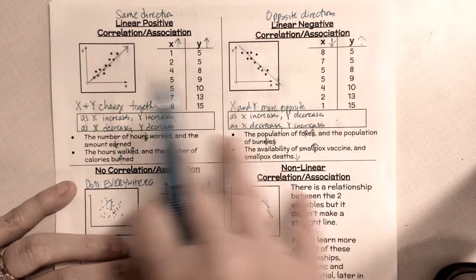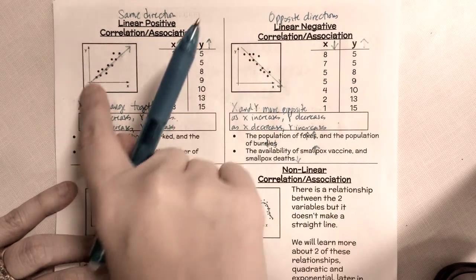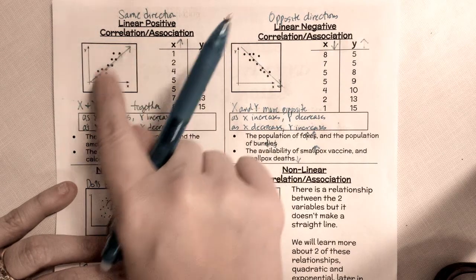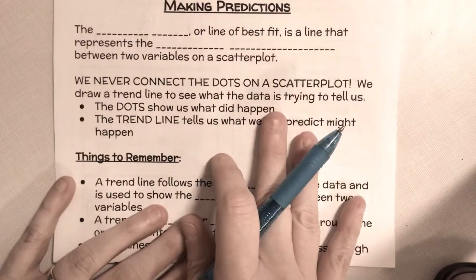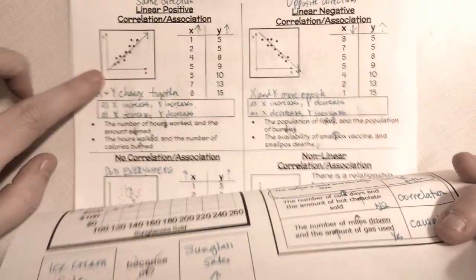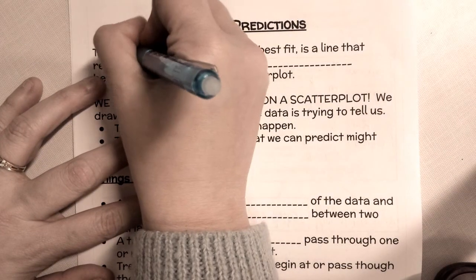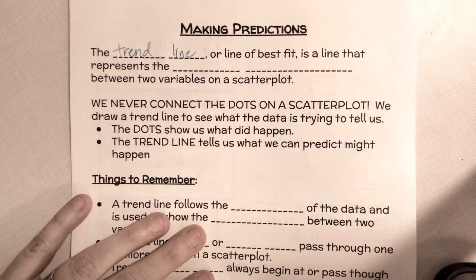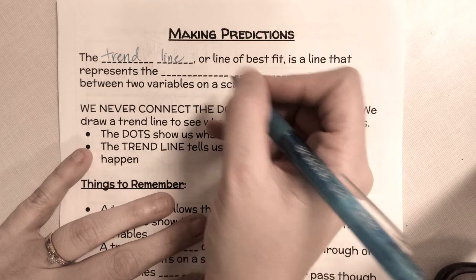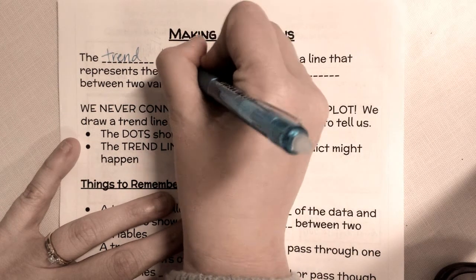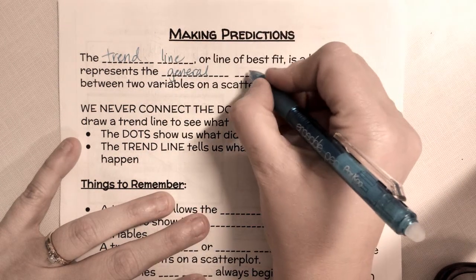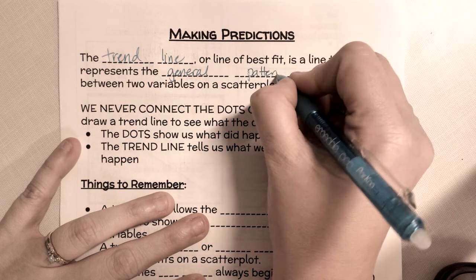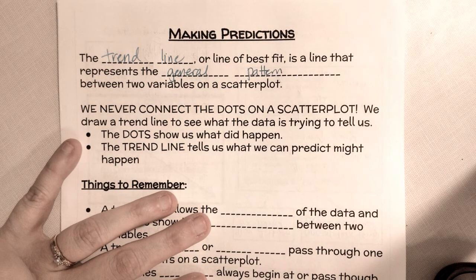So the whole point of collecting this data, well, there's 2 points. We want to see if there's a relationship. If there is a relationship, we want to use that data to predict. Okay, so first of all, let's get some background information. So that line that we drew here, that with the positive correlation, we call that a trend line. We also call it a line of best fit. And that line represents the general pattern between two variables on a scatter plot.